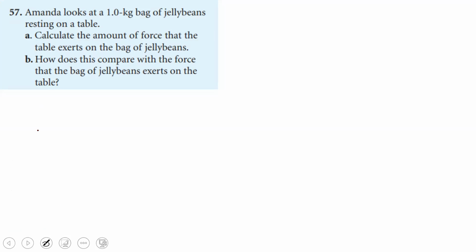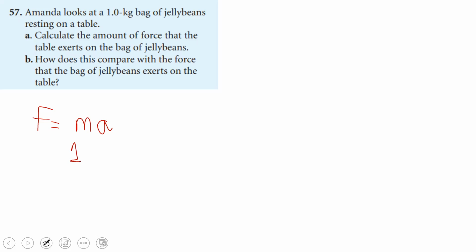The force here is talking about the bag, it's the mass times the acceleration. What is the mass of the bag? It's 1 kilogram. And the acceleration? 10 meters per second squared. It's gravity, it's 10. Why is it 10? Because of the gravity. Is it 0 because it's resting? Yeah, because it's resting.